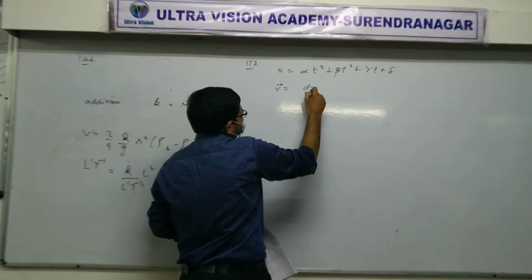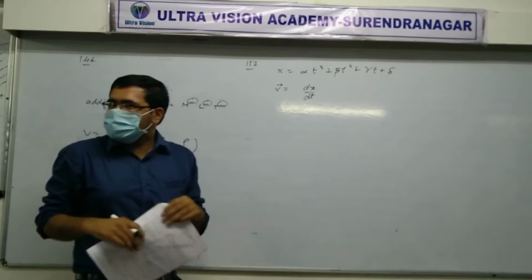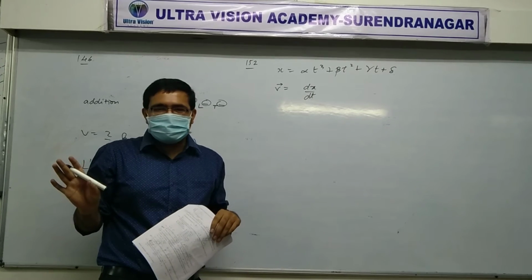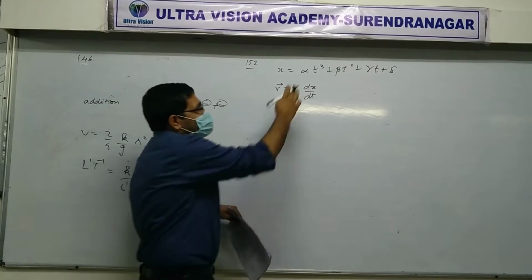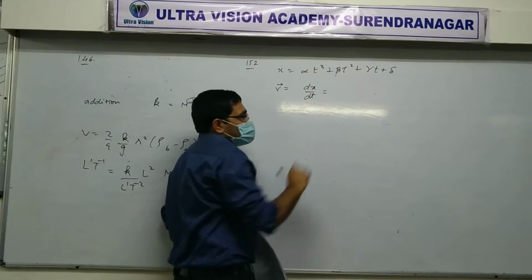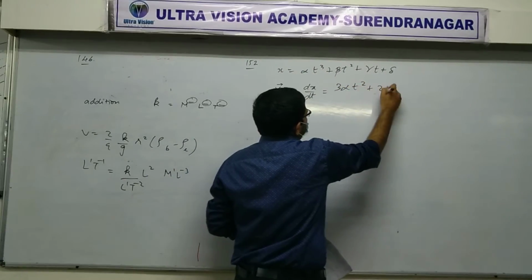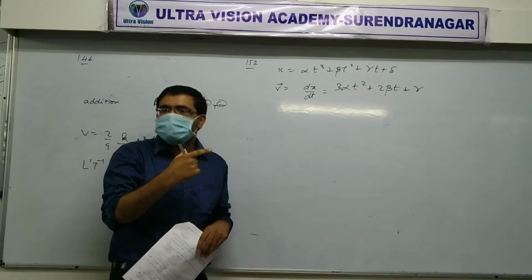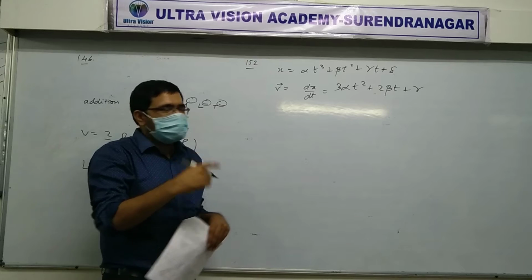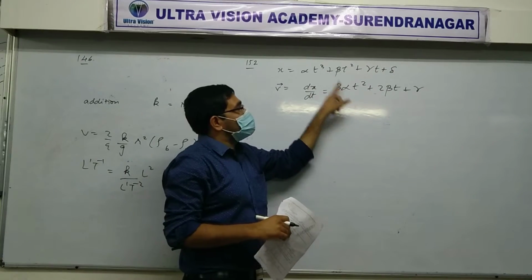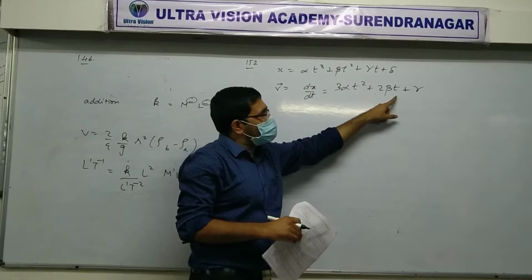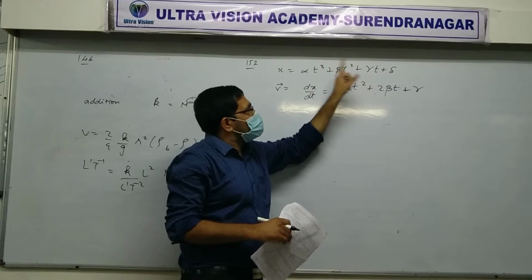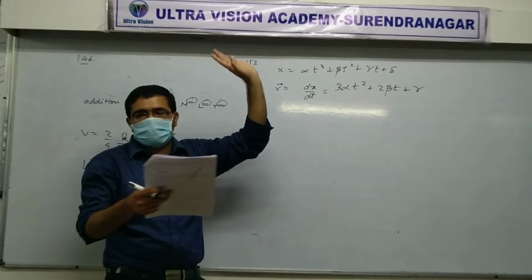Differentiation, dx by dt. Yes or no? All the game is of basics, nothing else. Right? Differentiation. What would this be? 3 alpha t squared plus 2 beta t plus gamma. Is it fine? T cube gives 3 alpha t squared, t squared gives 2t, t gives 1, dt by dt is 1. Gamma is a constant, beta is a constant, and alpha is a constant.